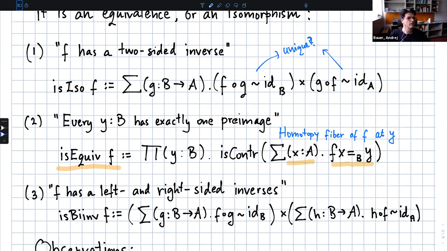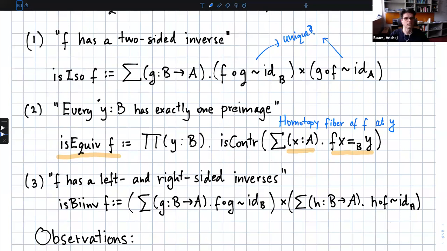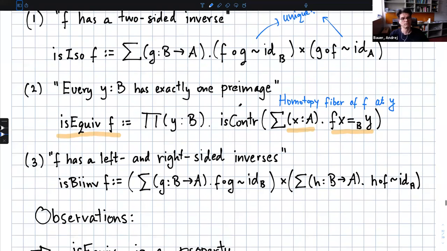Can you truncate the two sides of the product in is ISO to get an equivalent definition? So the question is, what happens if you start truncating here? I don't know off the top of my head. My intuition tells me that that's a bad thing to do. Egbert will probably be able to confirm if he's still here, or somebody else. I would be suspicious of that, but it's also a good question to think about if you want to learn homotopy type theory.